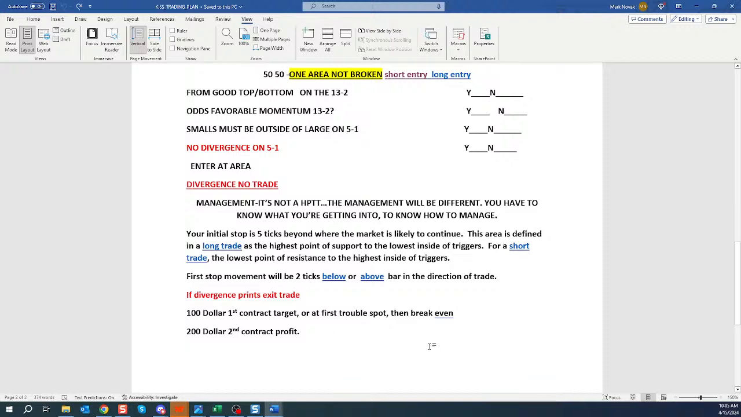You're giving up advantages. Your first target's $100 or at the first trouble spot. And guys, if your first trouble spot is $30 in the distance, you have to decide whether or not you're willing to take that trade. And then quick profits on the second, because it's not a home run trade. It's a 50-50 trade. It's a medium probability trade. It's not a trade that typically wins 70 to 80% of the time. So guys, defining your entry becomes the most important thing to the new user. Defining where the market is most likely to continue. That's your KISS trading plan right there in the room.